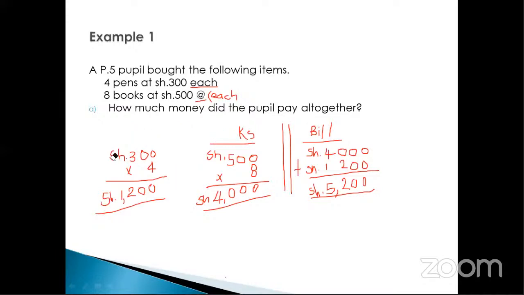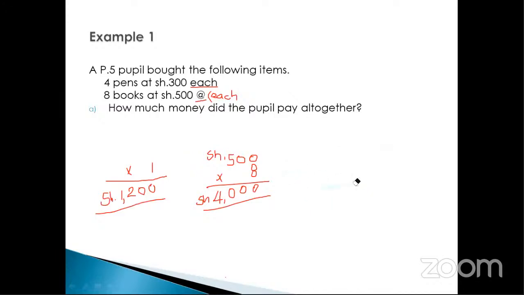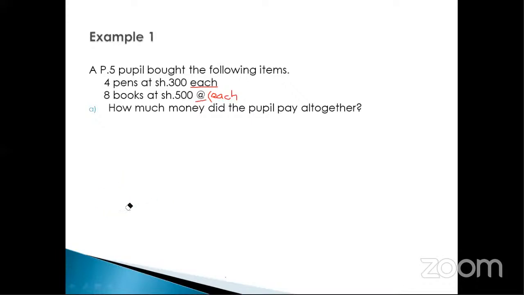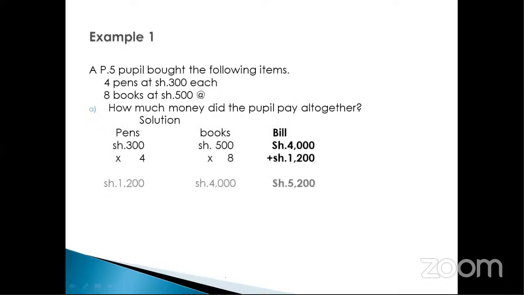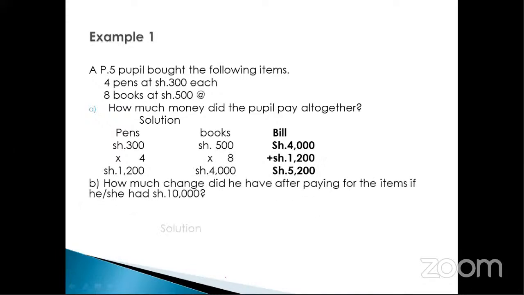Let us see whether they are asking whether the child went with more money, whether they have asked for the change. If not, then we shall get it in the second question. Good. So that is how we worked out. This is what we have got.